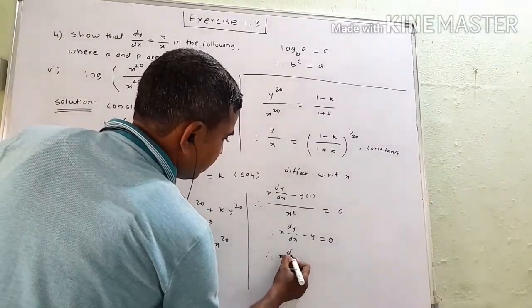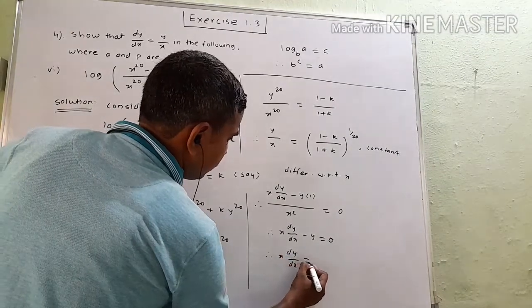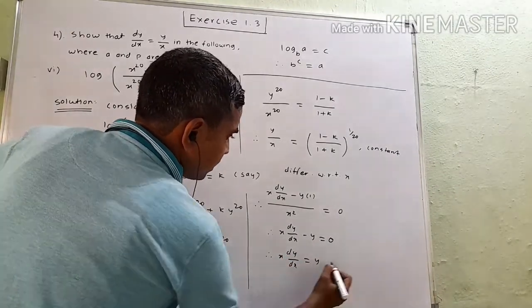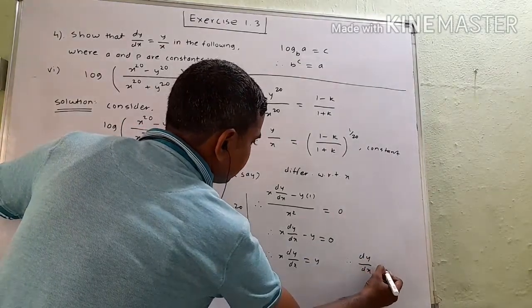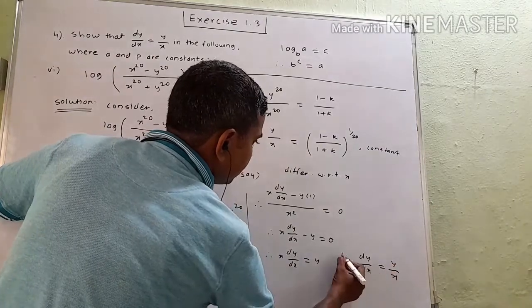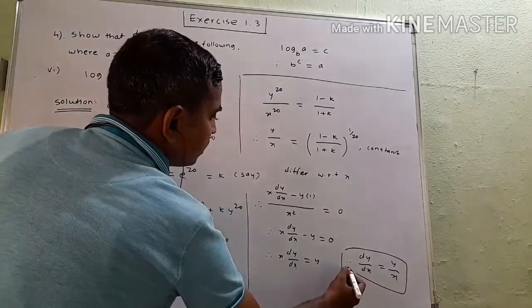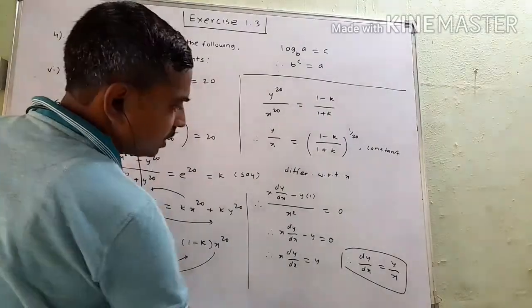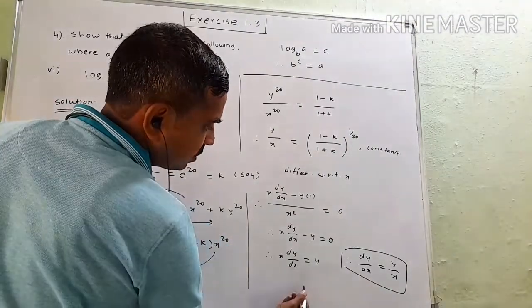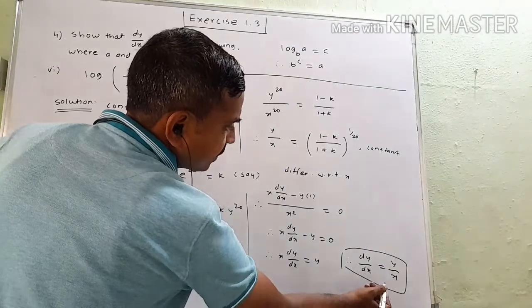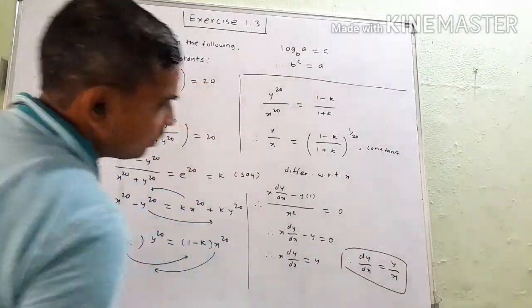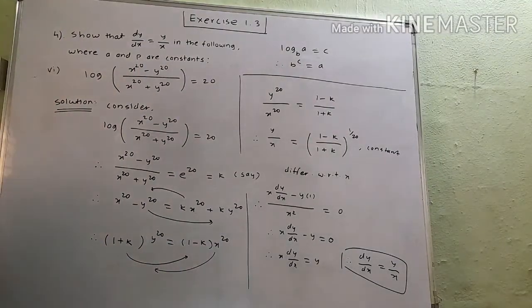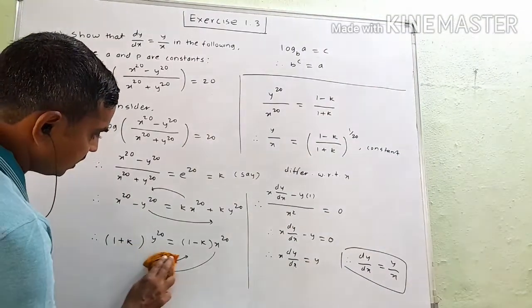Now x dy by dx equal to y, we get, and again therefore we get the required result as dy by dx equal to y divided by x. This is our required result. Means we have proved that dy by dx equal to y by x. There is not any space, therefore I have written this on right side. You can write this on next line, dy by dx equal to y by x. This is the required solution of our sixth example.